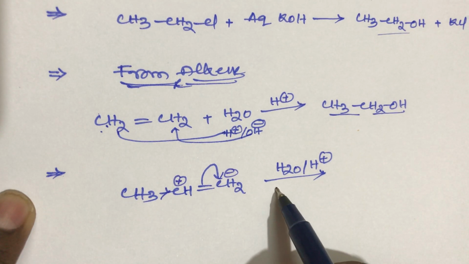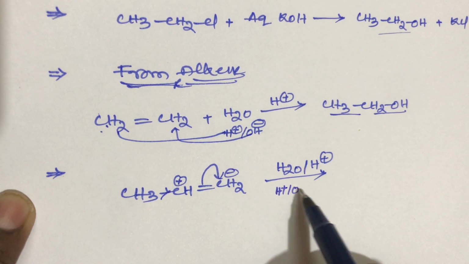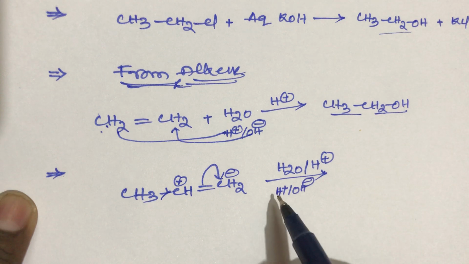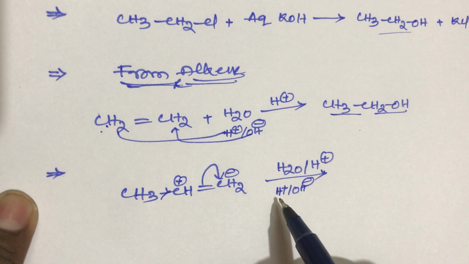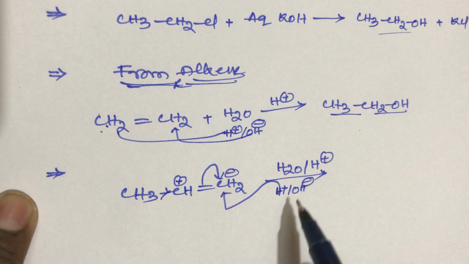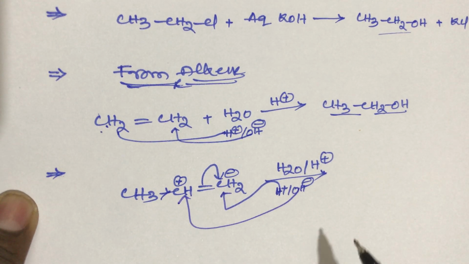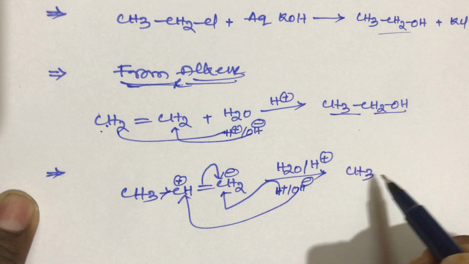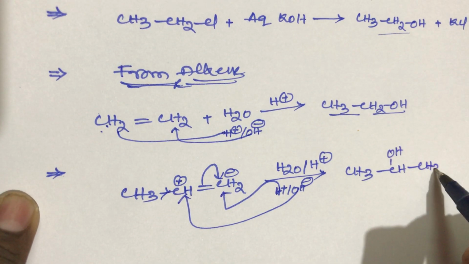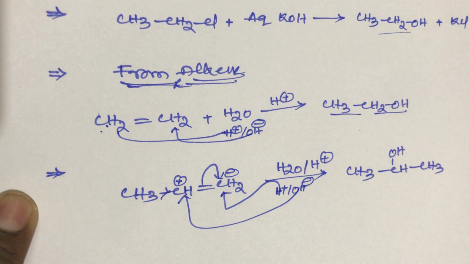Here H2O contains H+ and OH-. This reaction belongs to electrophilic addition reactions, students. In an electrophilic addition reaction, the first attacker is the electrophile, meaning H+. This H+ will attack the negatively charged side and OH- will attack the other side. So the product is CH3CHOHCH3. This is a secondary alcohol. This is the preparation of primary alcohol and secondary alcohol, students.